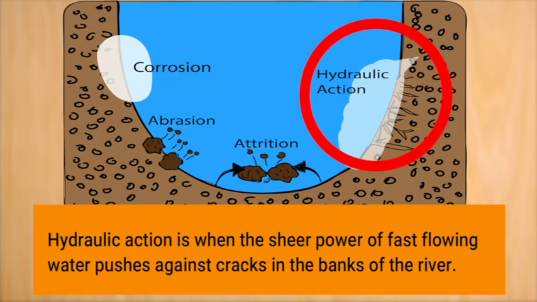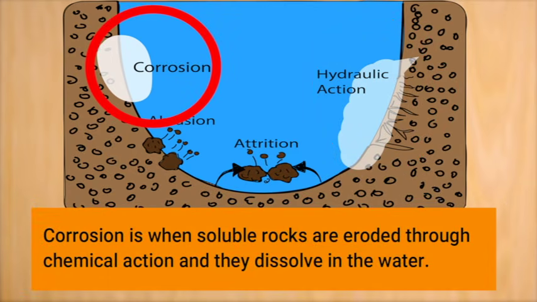On the other hand, hydraulic action is when the sheer power of faster flowing water pushes against cracks in the banks of the river. This may widen and enlarge cracks, which eventually weaken until pieces of sediment start to fall off. And lastly, corrosion is when soluble rocks are eroded through chemical action and dissolve in water.